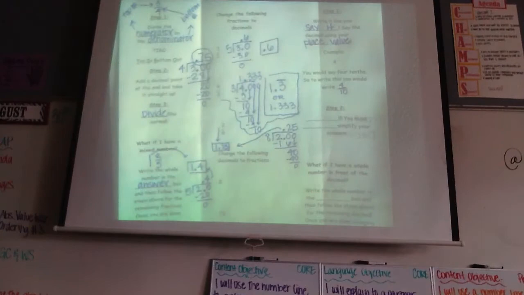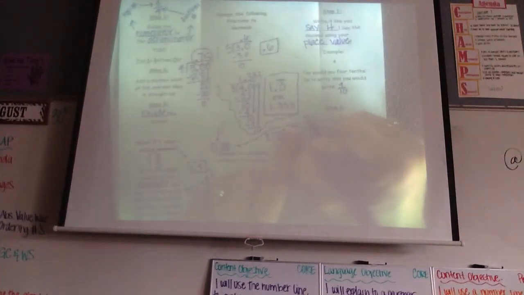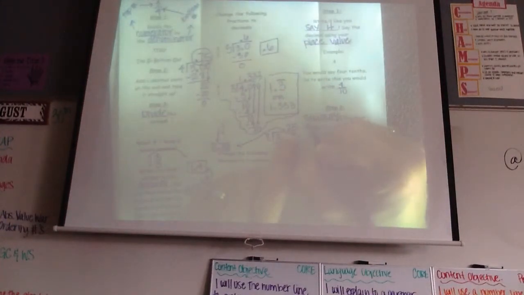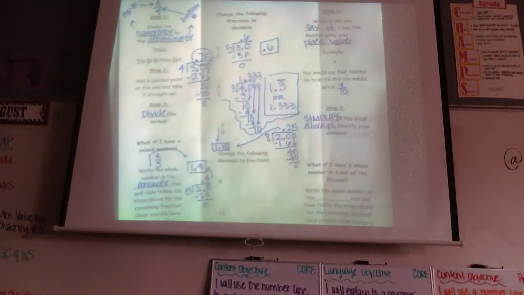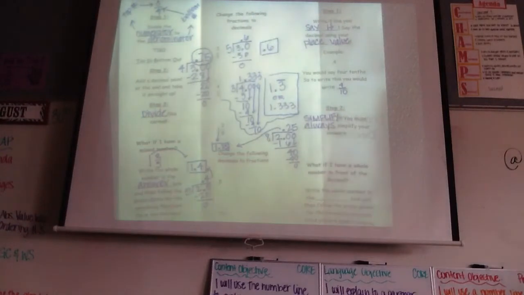Step 2, after you write your fraction, you must always, always, always simplify. Okay? Simplify. Again, you must always simplify your answers. So step 1, write it like you say it. Step 2, simplify. And that's all you do to change a decimal to a fraction.